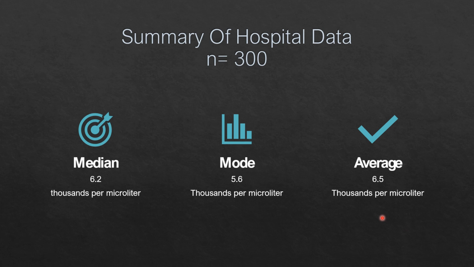And lastly, we're going to talk about average. The average of all the patients was 6.5 thousandths per microliter. How I came up with that average was that we took all 300 patients' white blood cell counts and we divided it by that amount of patients.